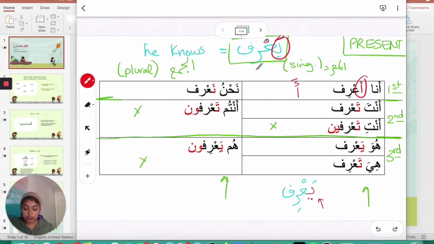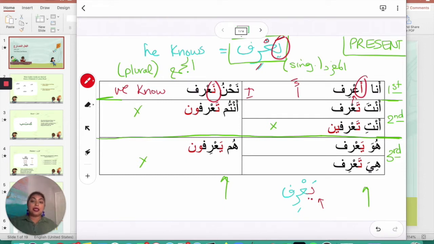We just changed out this ya to an alif. Notice, because alif doesn't connect, the ayn here is not connected to the alif. Ana a'arif. Nahnu, same exact thing, but with a nun. Na'arif. We know. Ana, I know.